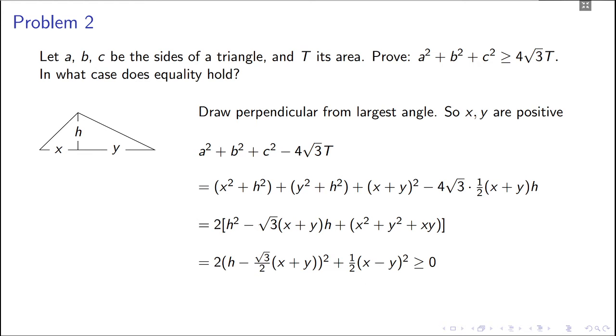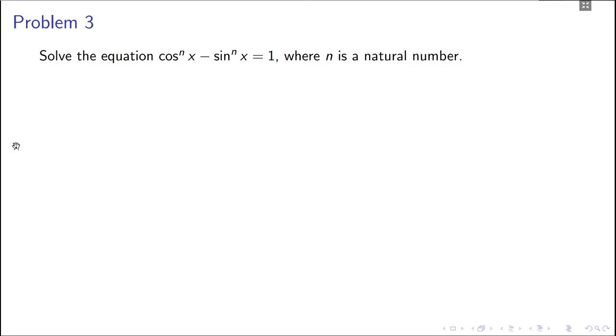So of course, if it's a sum of two squares, it has to be greater than or equal to 0. And then it's asking for when the equality holds. So when equality holds, this will be 0, this will be 0. So x is equal to y, and it will give h equal to root 3 x. So this will make this angle 60 degrees, this angle 60 degrees, and it will make the triangle equilateral. Okay, so yeah, that's it.